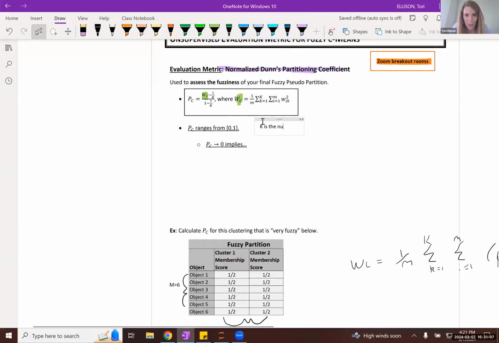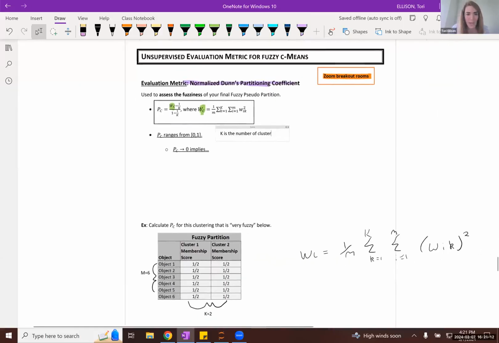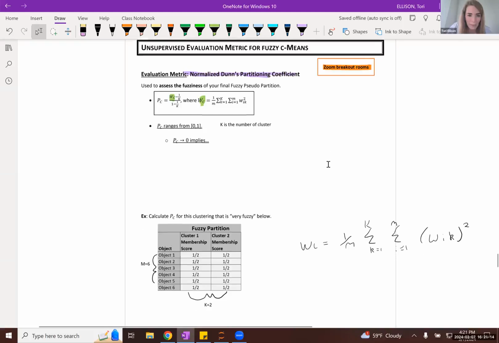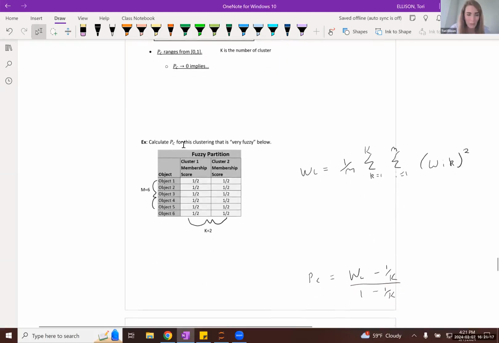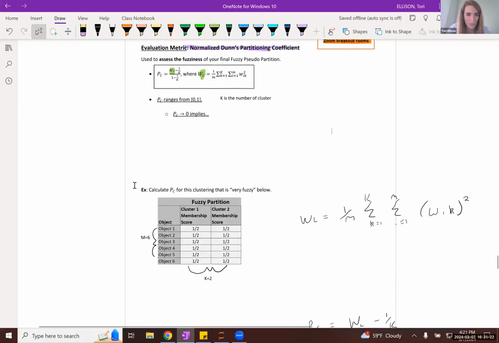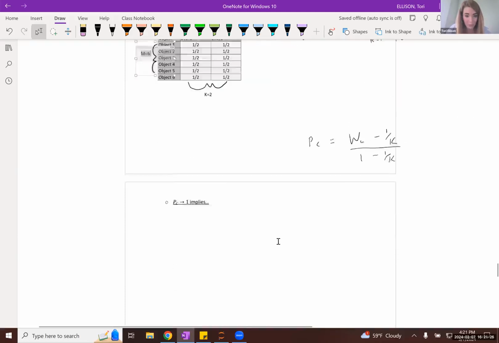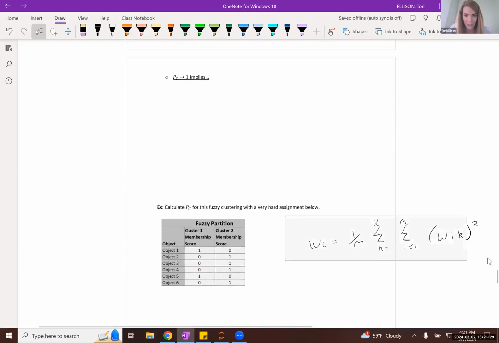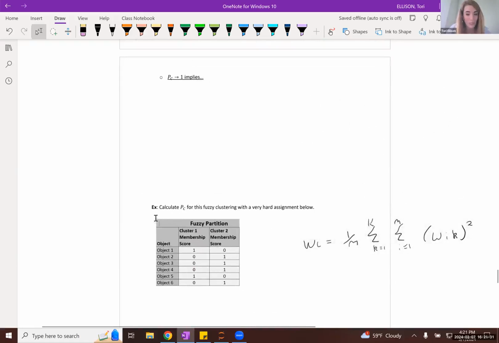Okay, so the question for the breakout room, which I'm about to open up, is: if we were to use that normalized Dunn's partition coefficient, what would that be for this membership matrix? And then if we were to calculate the normalized Dunn's partition coefficient for this matrix, what would that be? Okay, so I'm going to open up the breakout rooms. You can discuss this with your group for the next few minutes, and then we'll meet back and discuss.